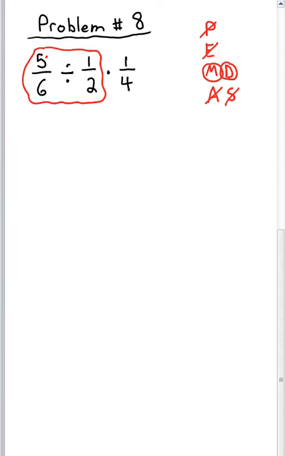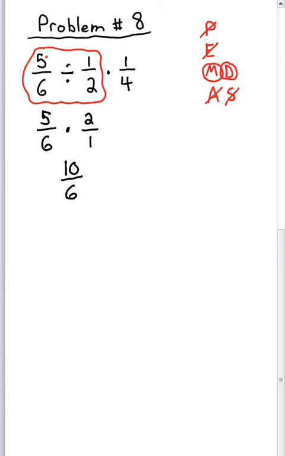So remember, in my division rules, it tells me that division should be done by multiplying by the reciprocal of the second fraction. So we change the 1/2 to 2/1, and we change the division to multiplication. And now let's perform that. 5 times 2 is 10. 6 times 1 is 6. So we have completed our division. 5/6 divided by 1/2 gave us 10/6.